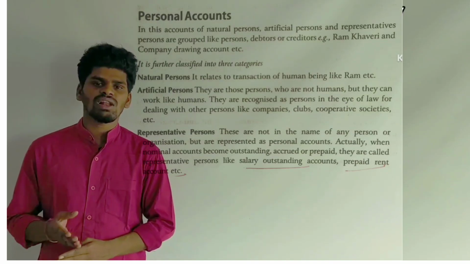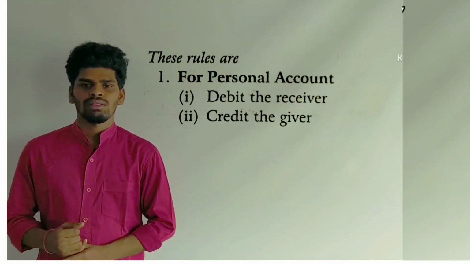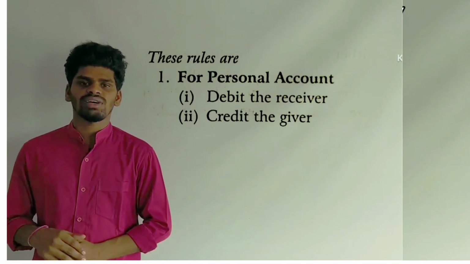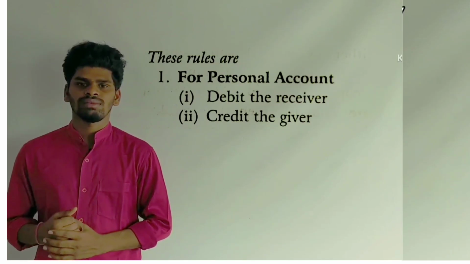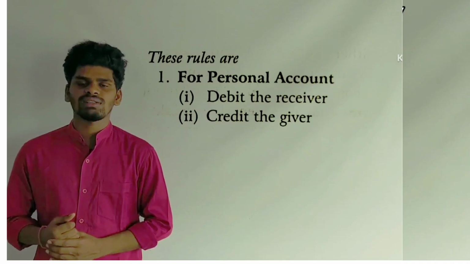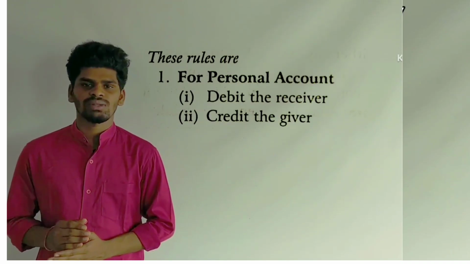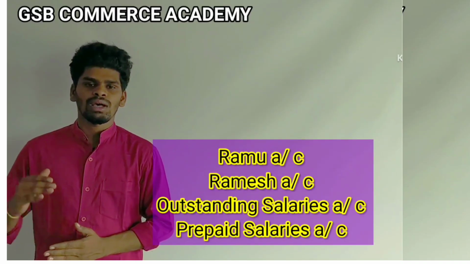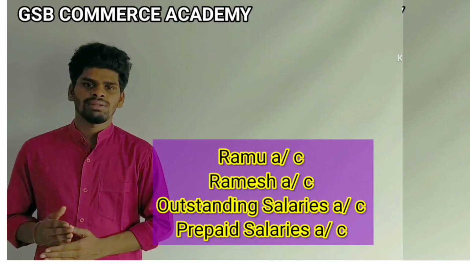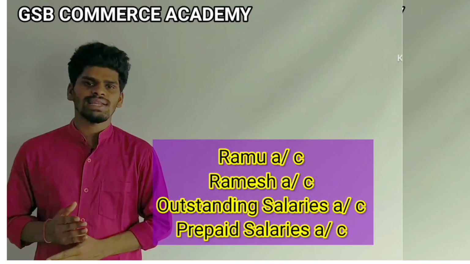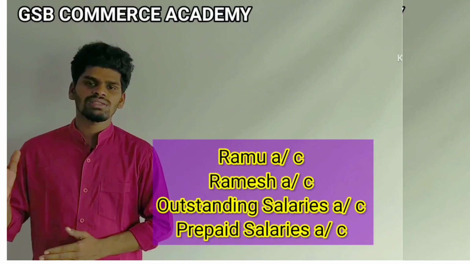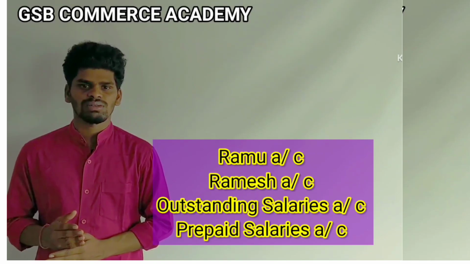And what is the personal account rule? The rule of personal account is: debit the receiver, credit the giver. The receiver equals debit, giver equals credit. That is the rule of the personal account. For example, Ramu account, Ramesh account, outstanding salaries account, prepaid salaries account. These are all personal accounts.